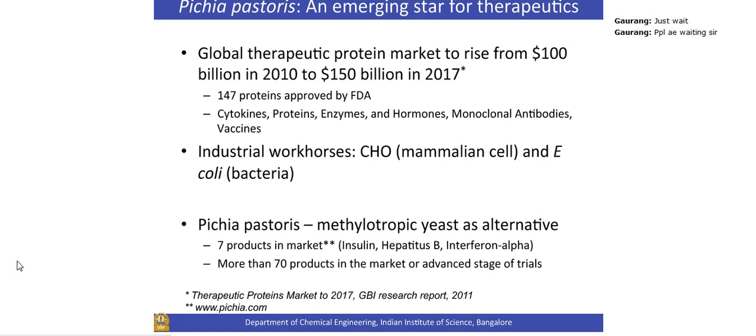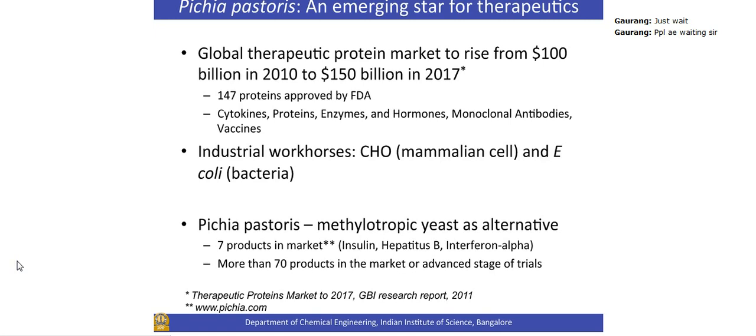an important role here. At present, majority of these therapeutic proteins or the proteins that we need for healthcare are produced by the mammalian cell line or a bacteria E. coli. But Pikia offers a distinct advantage in being a yeast which has a glycosylation pathway which is present in human beings.